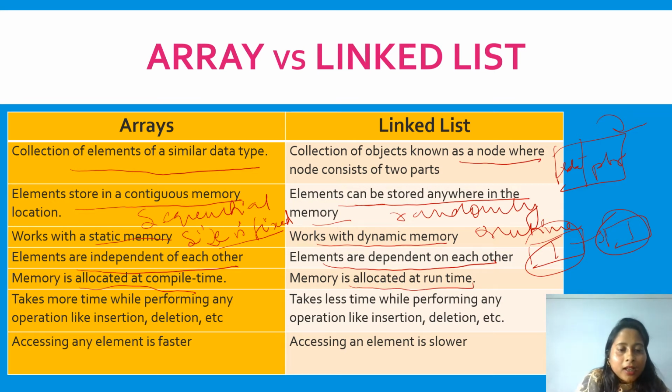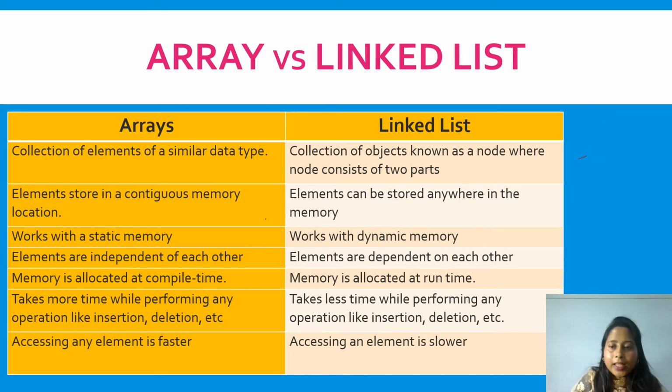Now in array, it takes more time while performing operations like insertion and deletion, whereas in linked list, insertion and deletion are easier. Because in array, elements are arranged in this manner. So if you want to insert an element, then we have to shift the entire list of elements. So it leads to slowing down the process.